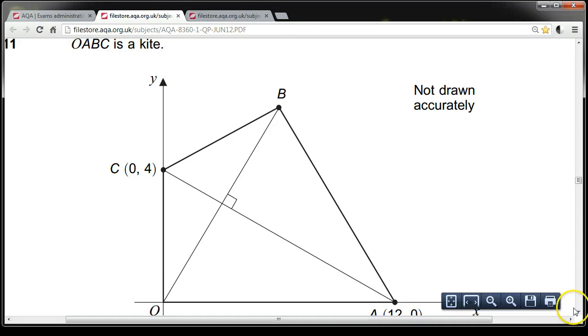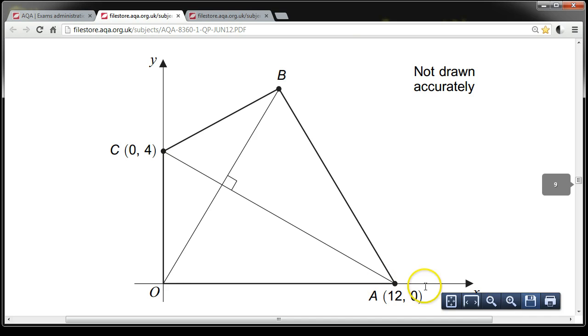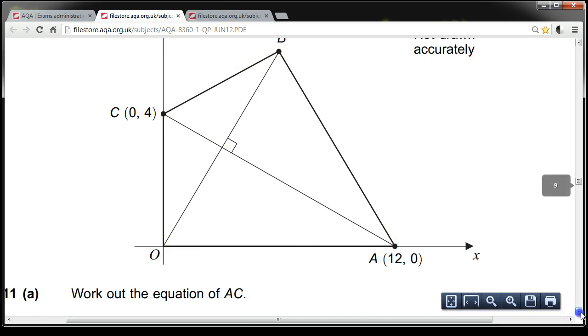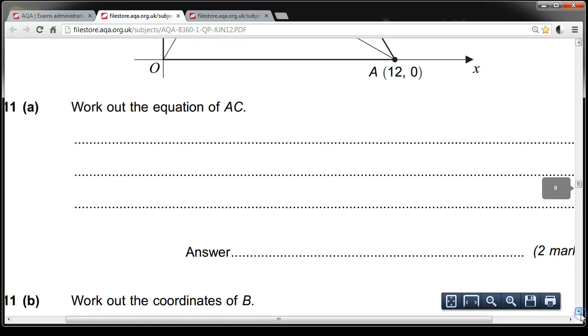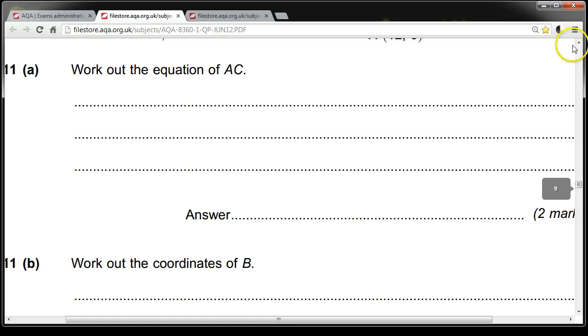OABC is a kite. Work out the equation of AC. And work out the coordinates of B.